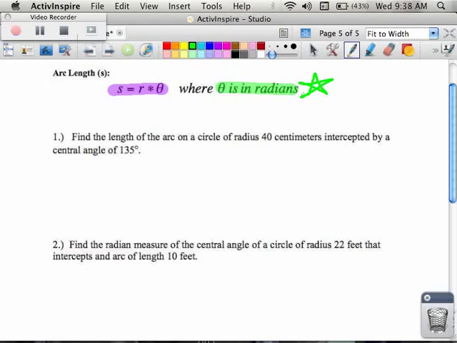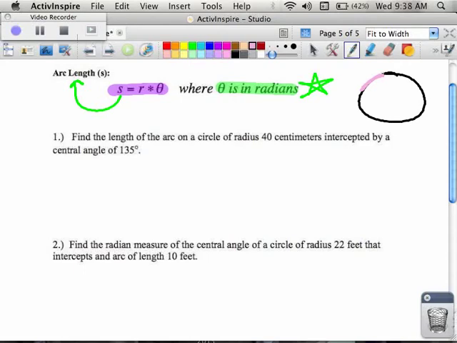So the arc length is S. That is your arc length, S. And all I have to do is take the radius times the angle. That's it. So what they're talking about is if I had a circle and I want to find out how far it is around that circle, or even maybe a small piece of that circle, like maybe right here.